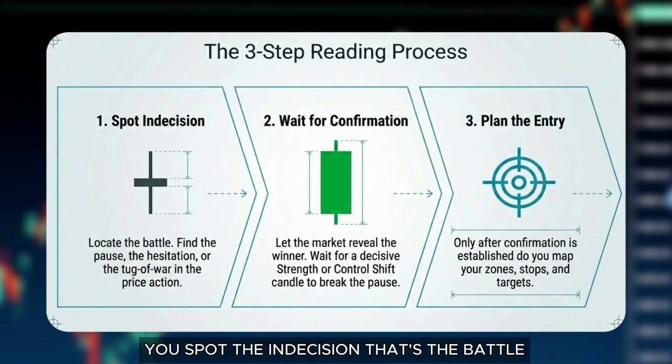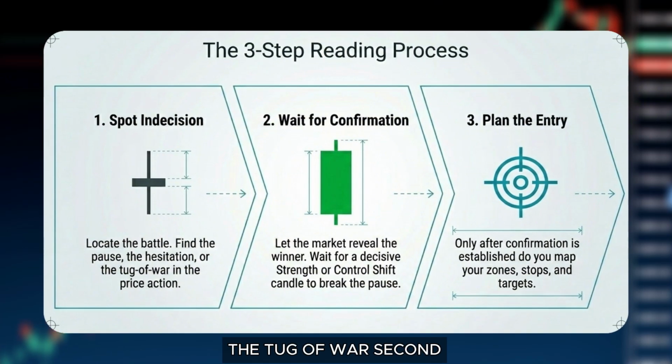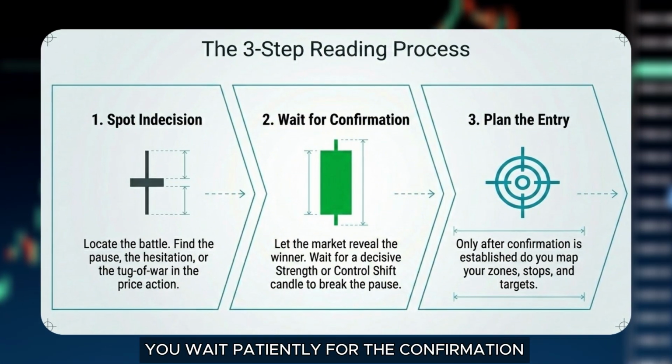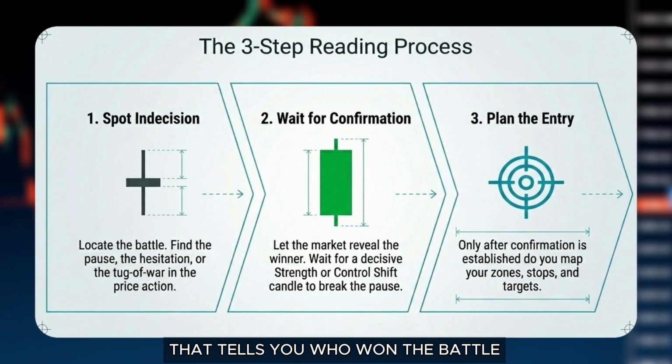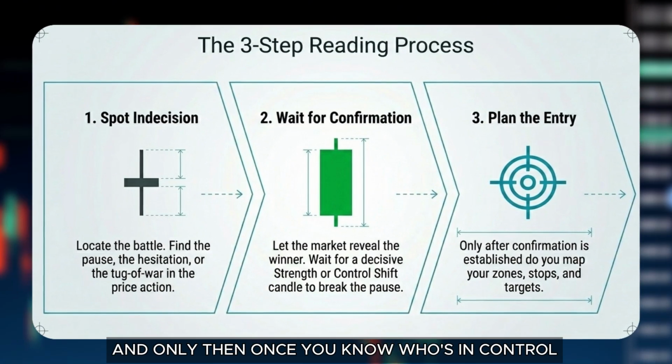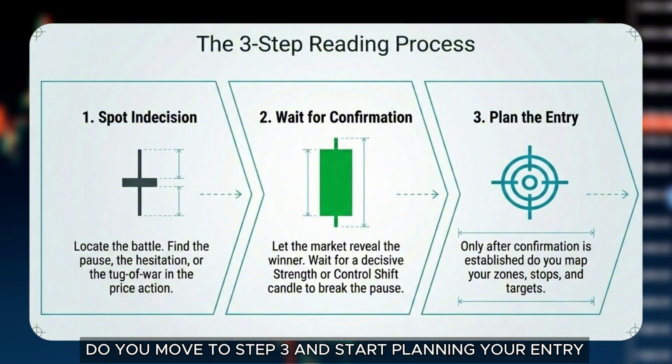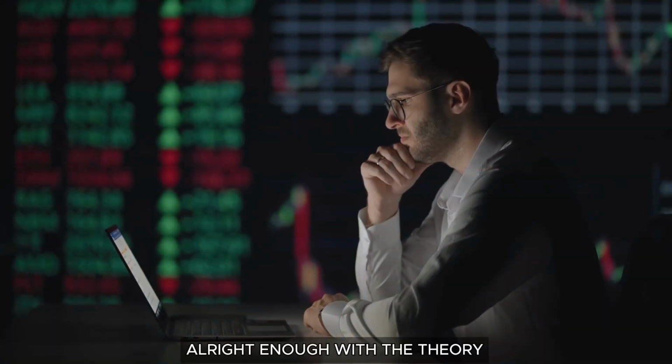First, you spot the indecision. That's the battle, the tug of war. Second, you wait patiently for the confirmation, a big strength candle or control shift candle that tells you who won the battle. And only then, once you know who's in control, do you move to step 3 and start planning your entry. Alright, enough with the theory.